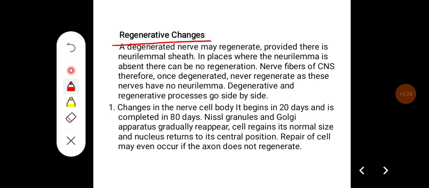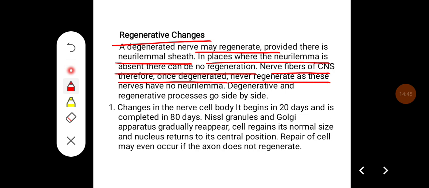There can also be regenerative changes. A degenerated nerve may regenerate provided there is a neurolemmal sheath. In places where the neurolemma is absent, there can be no regeneration. Nerve fibers of the central nervous system, therefore, once degenerated, never regenerate as these nerves have no neurolemma. The degenerative and regenerative processes go side by side.